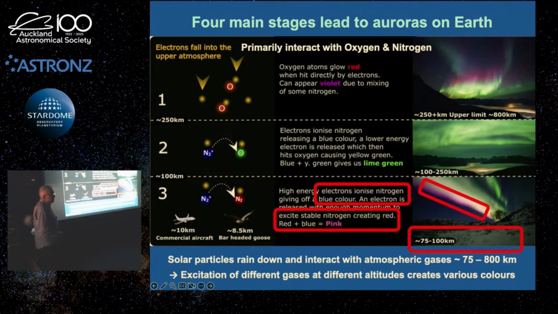So that explains why you get these layers of different colours. The bottom line it comes down to is whether it's oxygen or nitrogen, at what altitude, and to what degree it is excited or ionised.